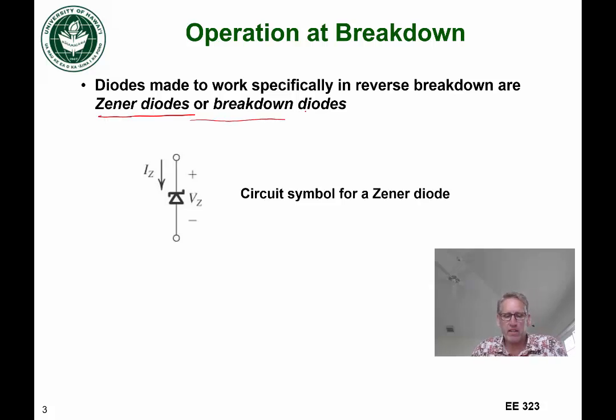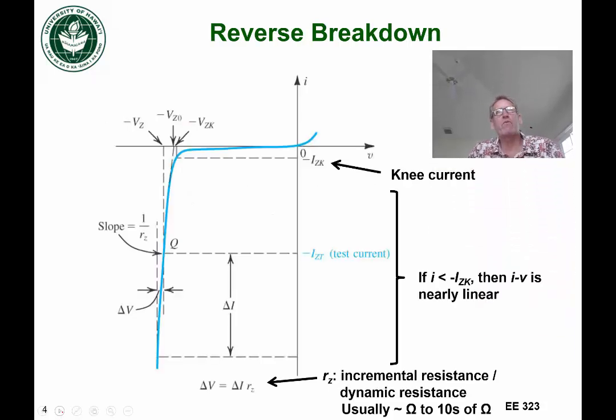And the symbol is slightly different. Notice the symbol, it's like the diode symbol, but it has these little arms on it. And so when you see that, you'll know that that's the circuit symbol for a Zener diode. And if we get into the IV curve a little bit more closely, this is what we see.